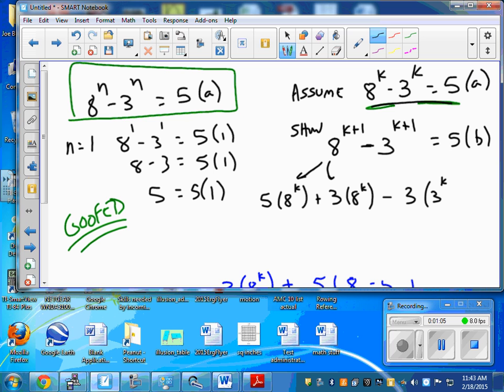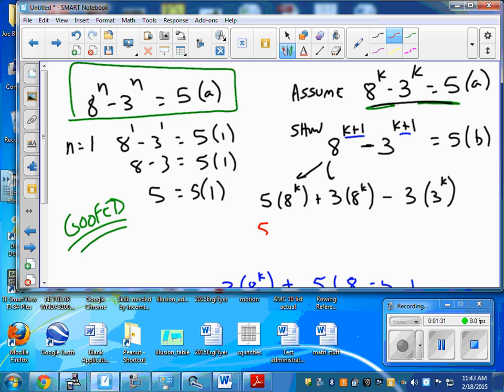So just to make sure that makes sense, notice that I've got 8 of these, so that's 8 times 8 to the k. 8 to the first times 8 to the k is 8 to the k plus 1, so that's okay. And this is 3 to the first times 3 to the k, so that's 3 to the k plus 1, and so that also makes sense. Once you write it that way, then it falls out pretty quickly.